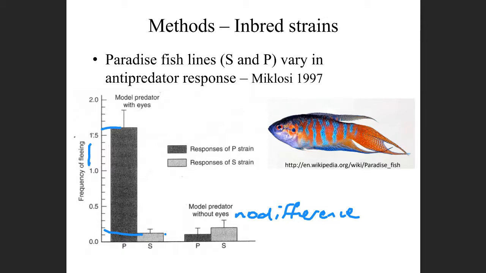Professor, I'm a little confused about the S and P strain. I understand the response to the predator with eyes and without eyes. However, when you say strain, what do you mean by that, P strain and S strain?